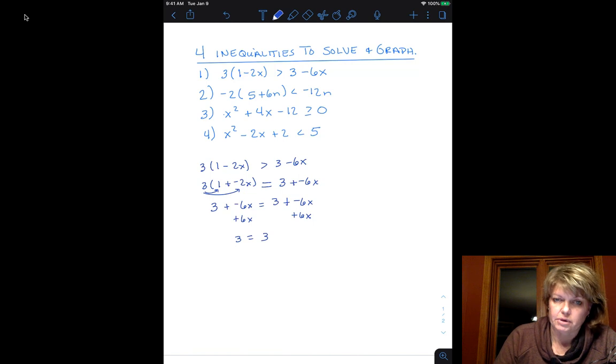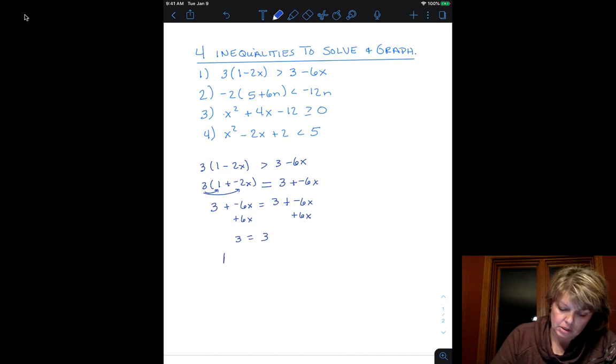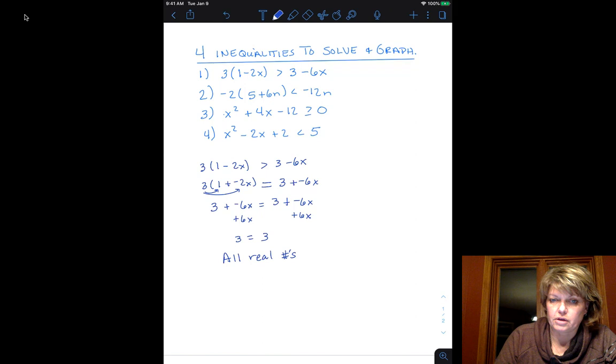And what happens to the variable of x? It worked itself out. So in the end, it doesn't matter which value of x is put in there. It doesn't matter what you put in there. 3 will always equal 3. So therefore, all real numbers. Every value of x you can imagine will work in there. It'll always make that inequality true.